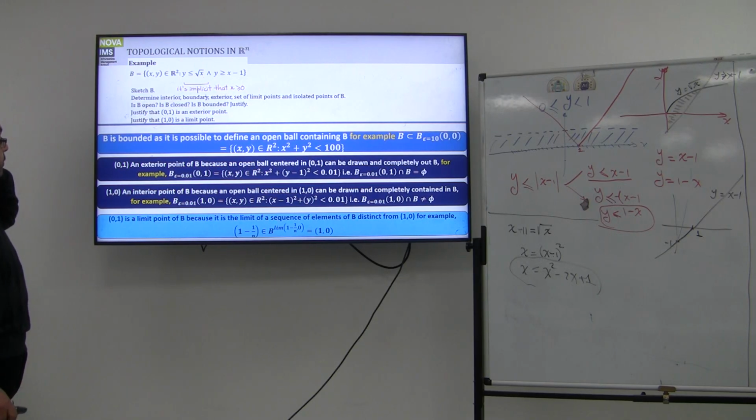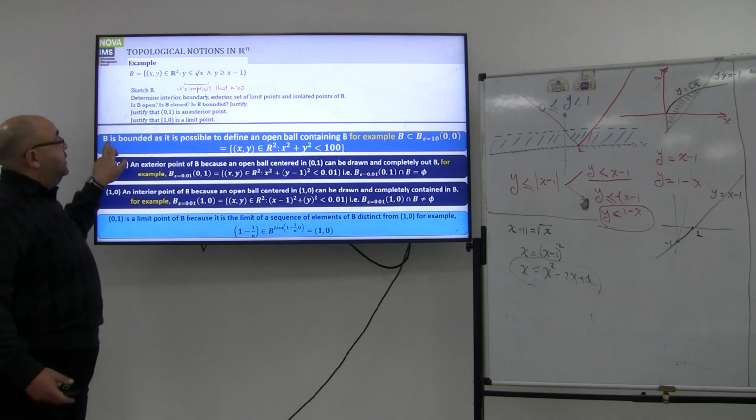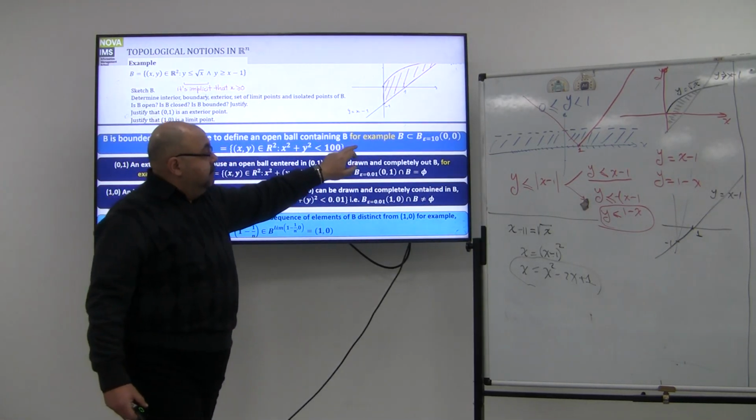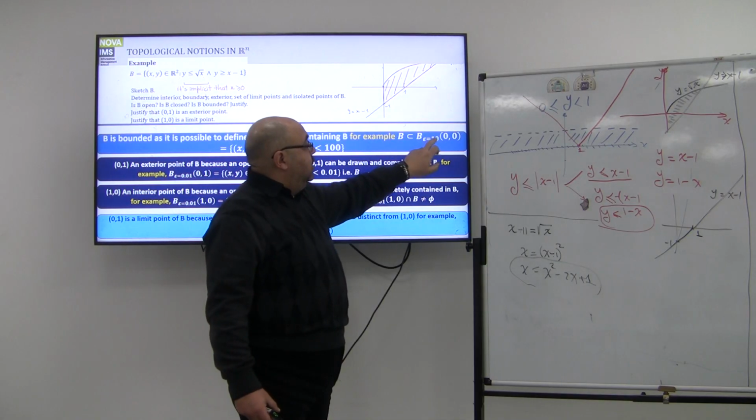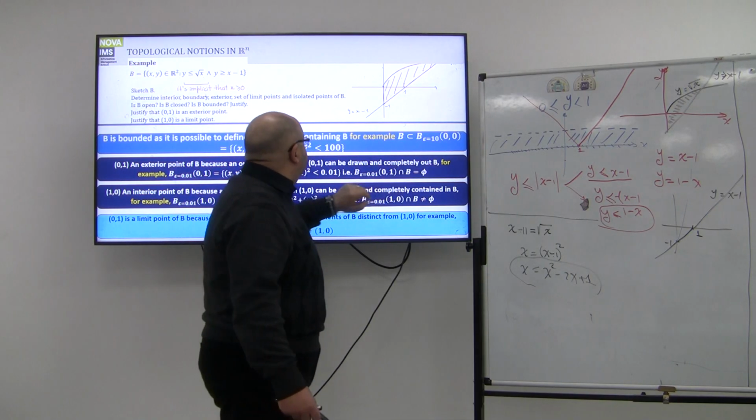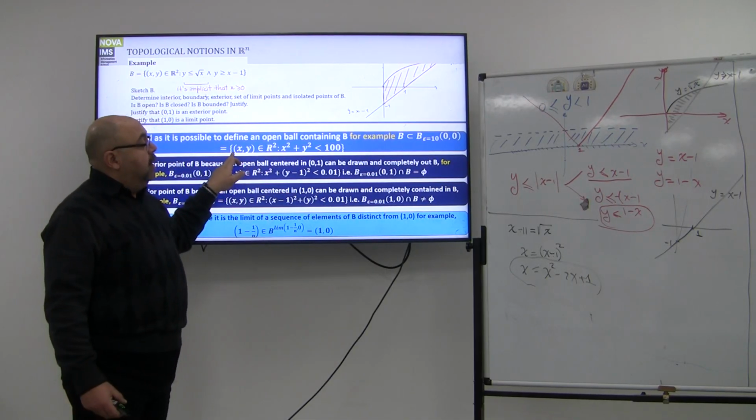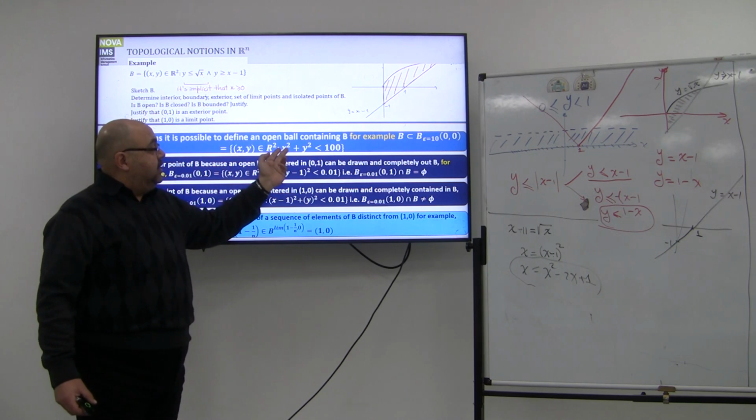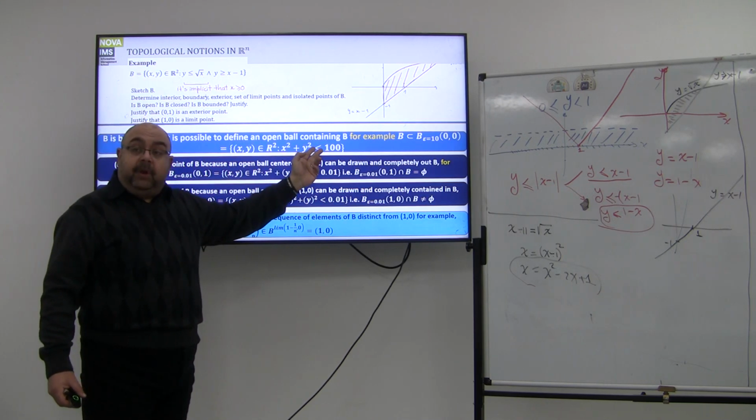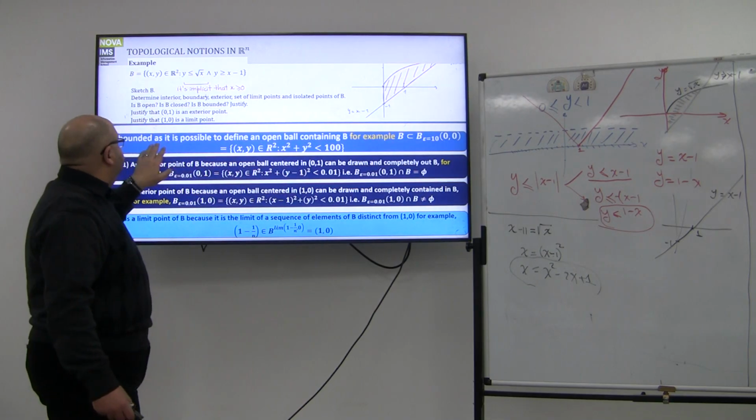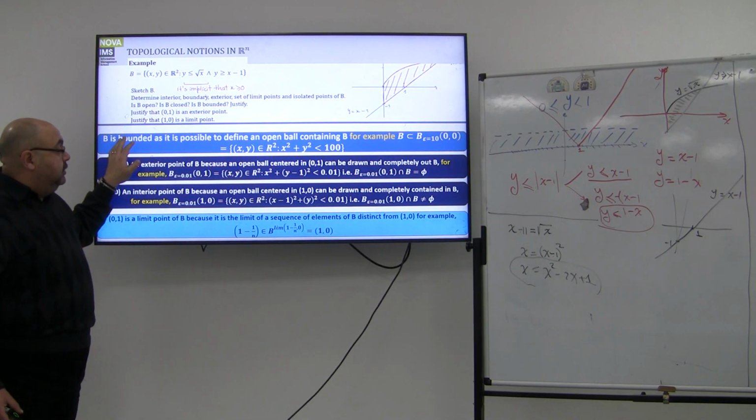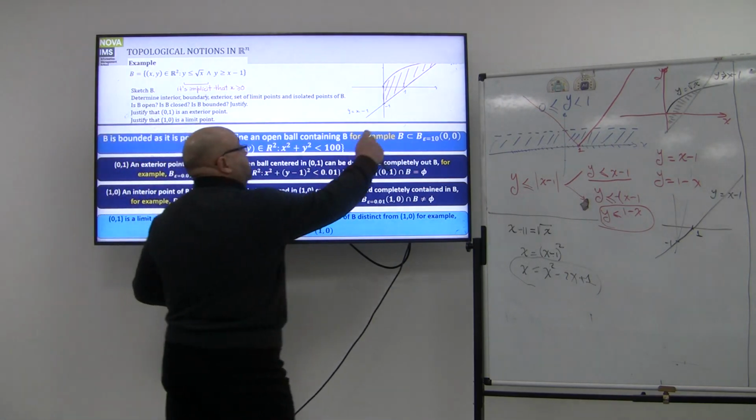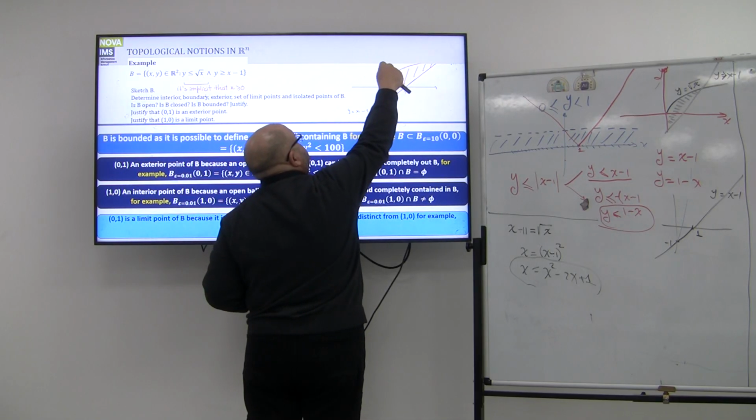If I want to determine the boundedness, B is bounded as it is possible to define an open ball containing B. For example, B is a subset of the ball B epsilon centered at the point (0, 0), the set of (x, y) in R2 such that x squared plus y squared is less than 100. And that's an example showing that the area is bounded. Also, if you remark the point (0, 1), this is x equal to 0, and y equal to 1, that's the point.